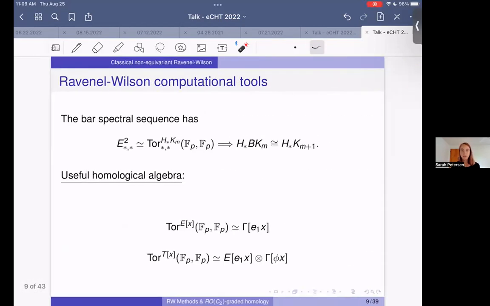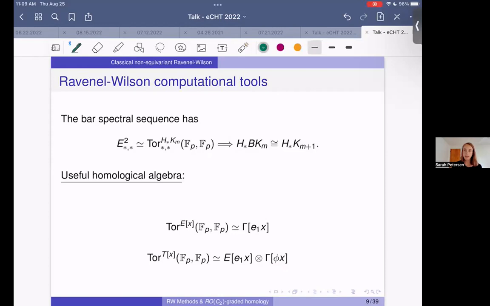So some things that are useful about this bar spectral sequence is that the E2 page of the spectral sequence is given in terms of Tor, which in a number of cases we know how to compute or are easy to compute. Specifically, Tor over an exterior algebra is divided power algebra on the suspension of the generator. So here E1 is the suspension of X, and Tor over a truncated polynomial algebra is exterior on the suspension of X, tensored with divided power on X.